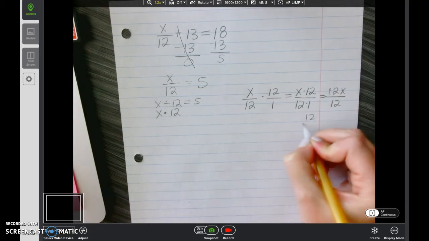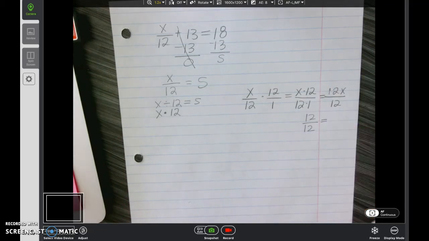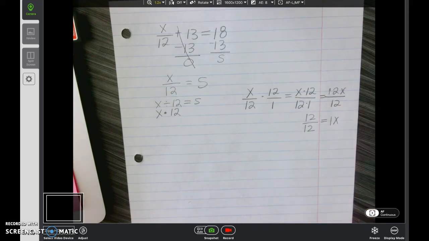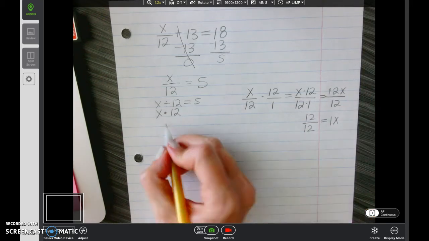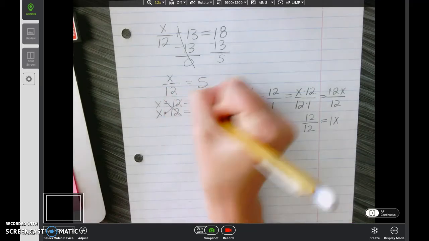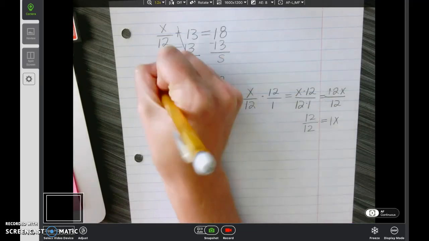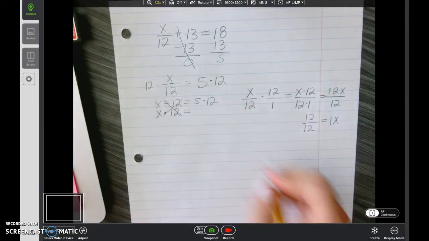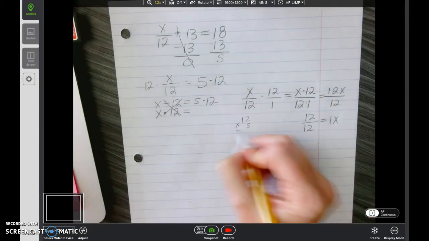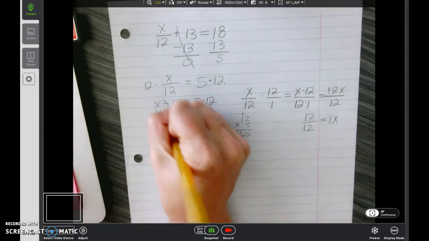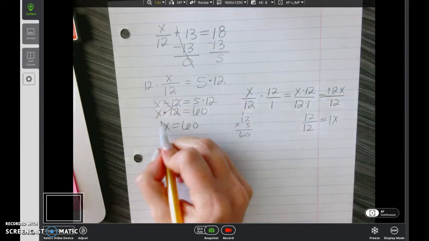So I think about what 12 over 12 equals. Well, 12 over 12, or 12 divided by 12, will be 1, so this will make 1x. So when I multiply by 12 over here, this is going to cancel out, but now I need to multiply by 12 on the other side. So 5 times 12, I can come over here and do my work, or you can do it mentally, will give us 60. So x equals 60.